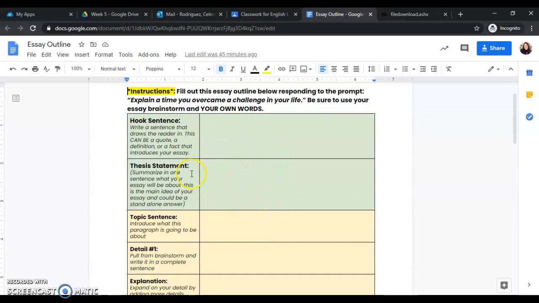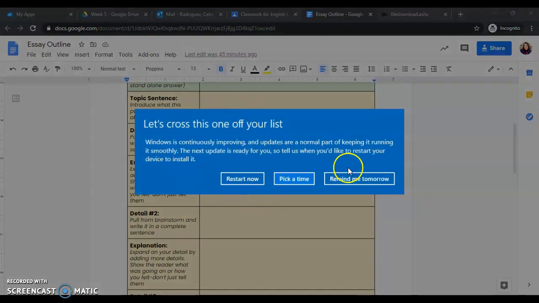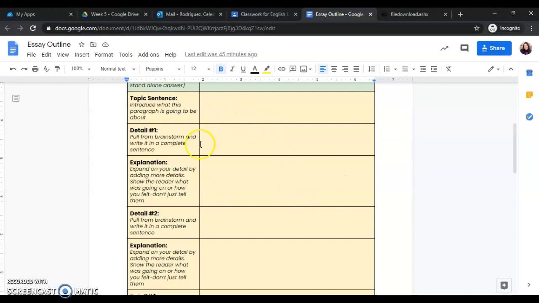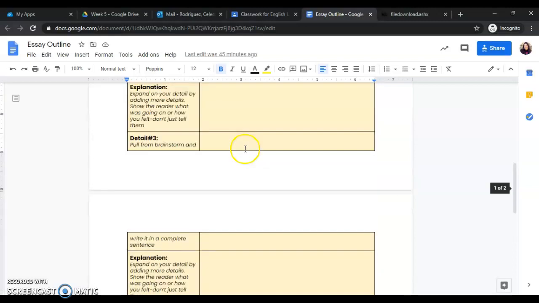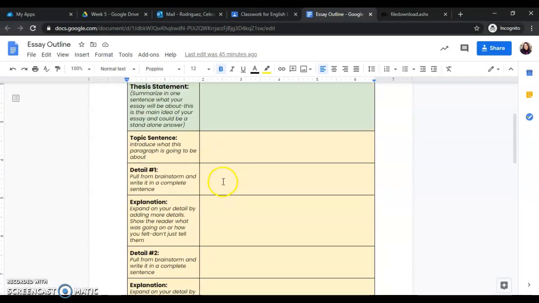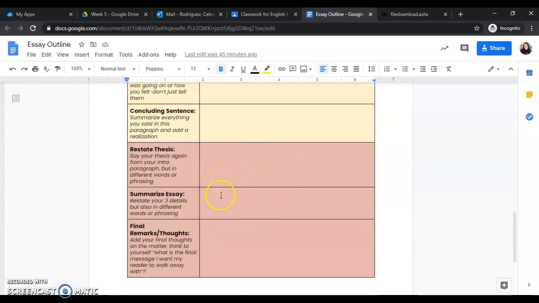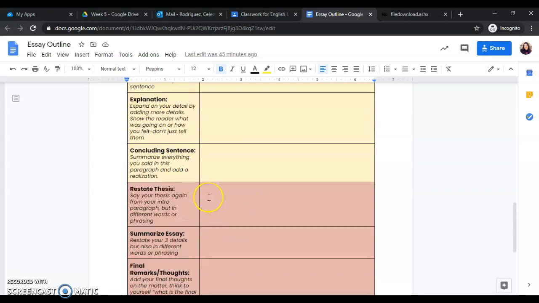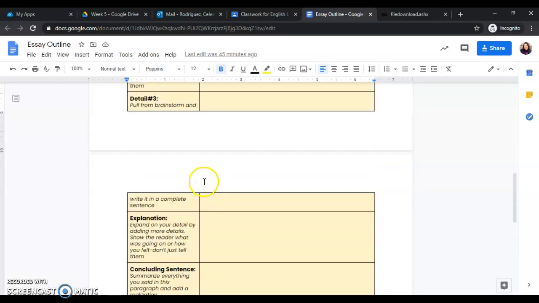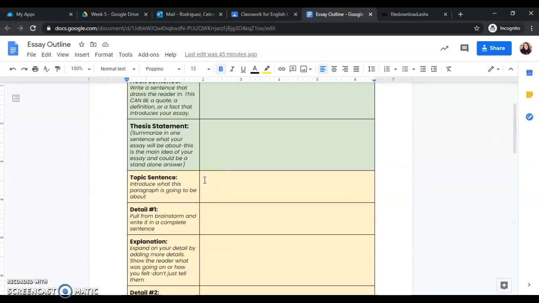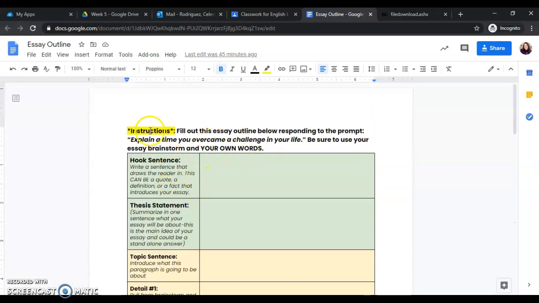So you have a green section, which is your introduction. You have a yellow section, which is basically the body of your essay, which is the bulk of your essay. And then you have this red part, which is the conclusion of your essay. So our essay is technically only going to be 3 paragraphs. It is not a 5-paragraph essay, but you're going to follow the instructions.